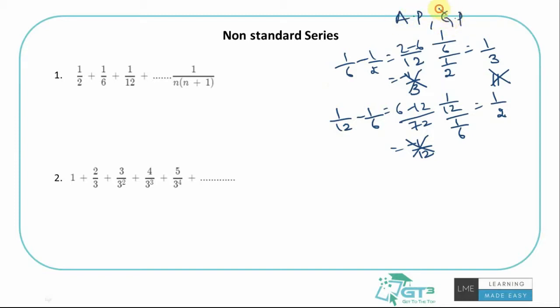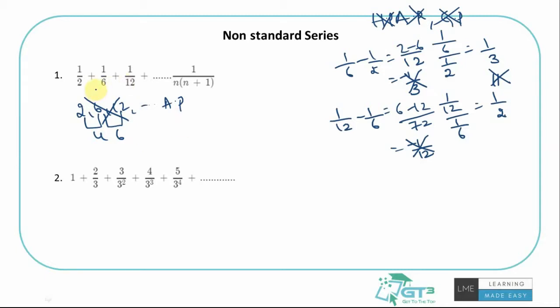Okay, I have one more hope, that's HP. If 1 by 2, 1 by 6, 1 by 12 are in HP, then technically 2, 6, 12, and so on should be in AP. What is 6 minus 2? 4. 12 minus 6 is 6. This is also not an arithmetic progression. So it can't be HP as well. So what is the way to solve it? These types of questions generally have a simple logic, but that logic varies depending on the question. So we need to practice different kinds of non-standard series, and through that practice we'll be able to solve this over time.